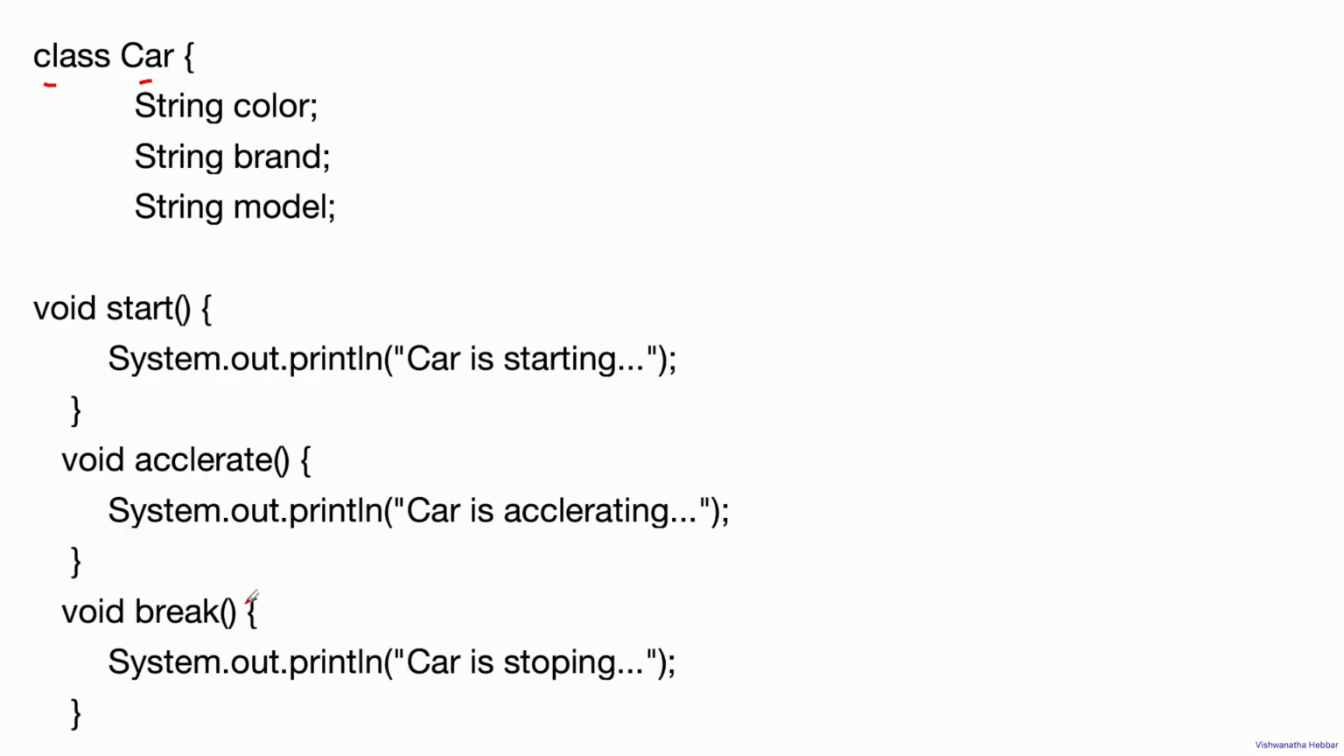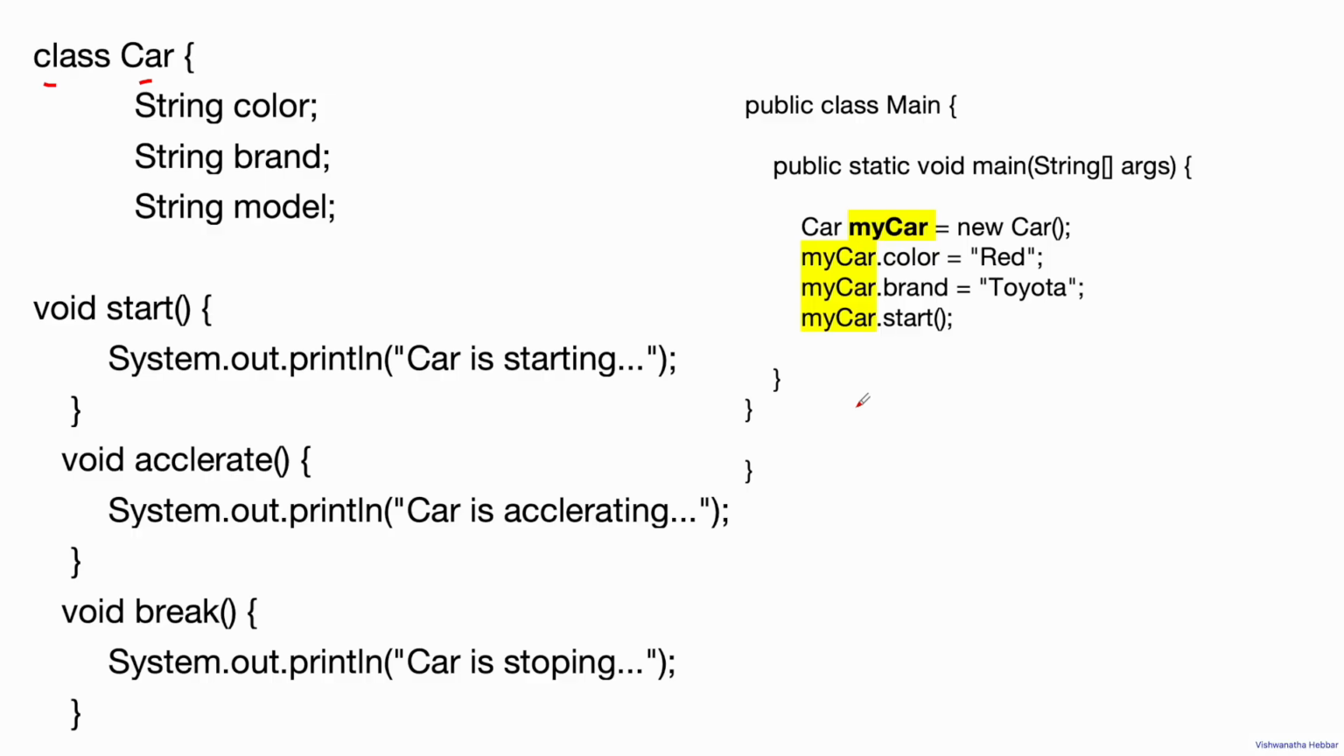This is a blueprint, and using this car class as a blueprint you can create an object. Here my car is an object of car class. This is the object name, right? This is the syntax that we will use for creating the object.